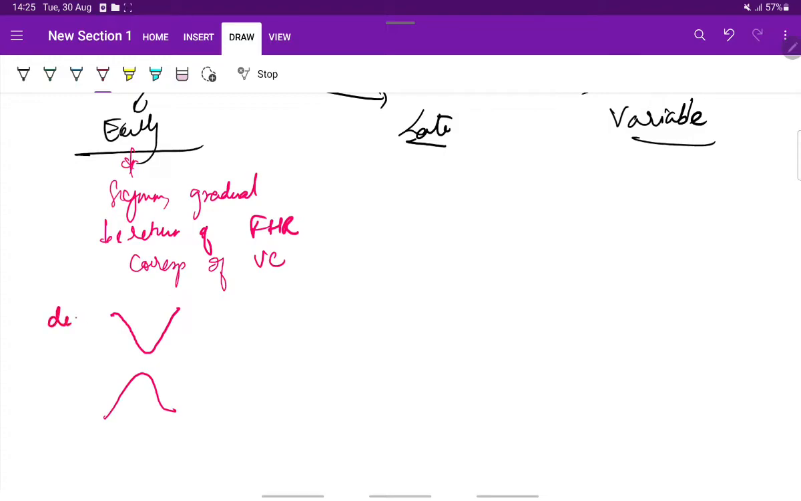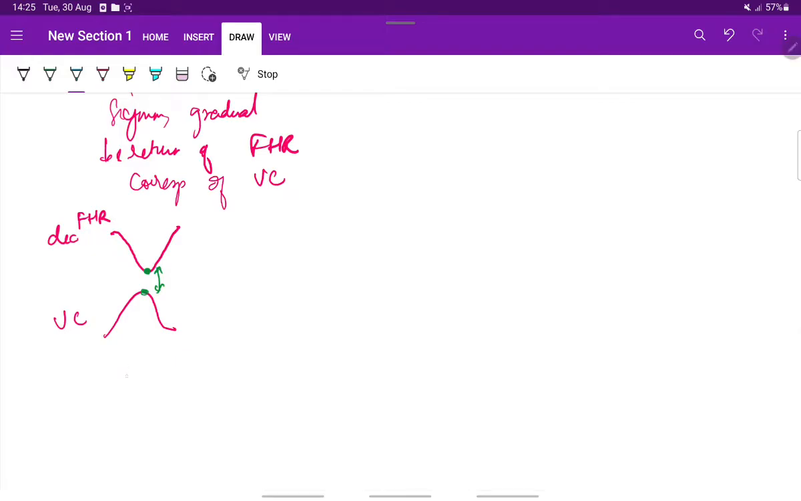So, if this is the deceleration of the fetal heart rate and if this is the uterine contraction, the lowermost point of the deceleration is called the nadir, which corresponds to the peak of the uterine contraction. This is called the early deceleration. So, this is nothing but the mirror image of each other, and this is seen more commonly in head compression during uterine contraction. This is physiological.